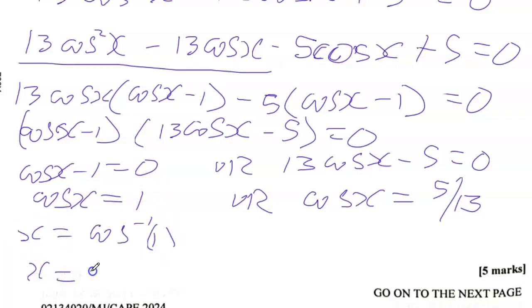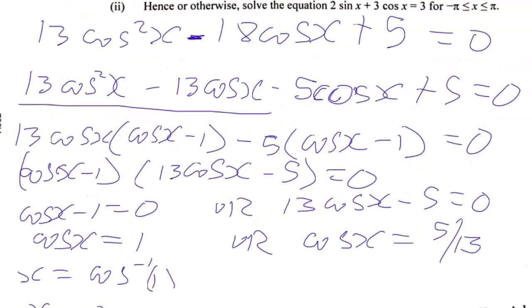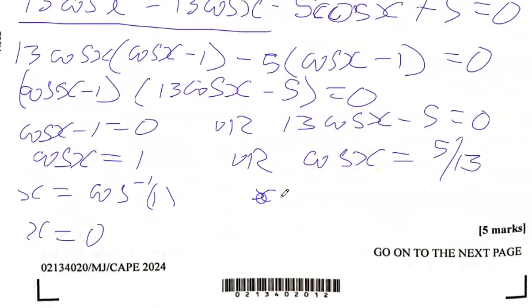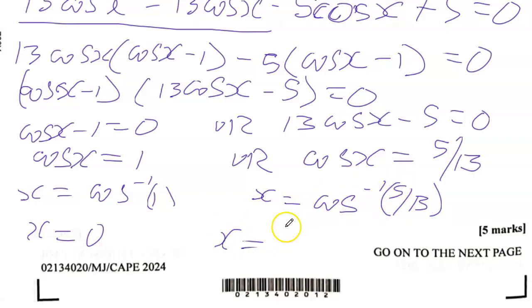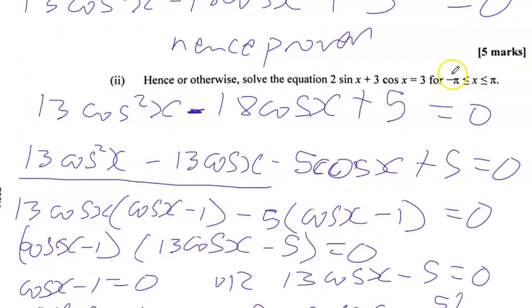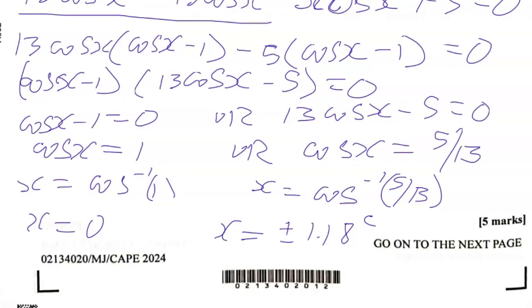If x equals 0, remember x should fall between pi and negative pi. Over here, x is cos inverse 5 over 13. Put your calculator in radians. So we get x equal to 1.18, and it doesn't matter if it's positive, so plus or minus 1.18 radians. Since x is allowed to be between 3.14 and negative 3.14 radians, we can use positive 1.18 or negative 1.18.